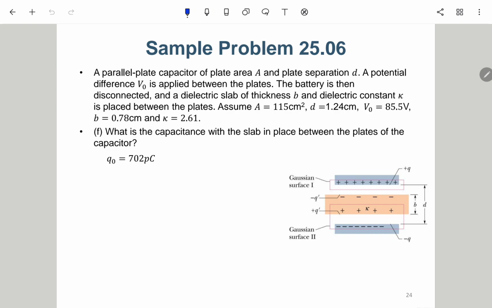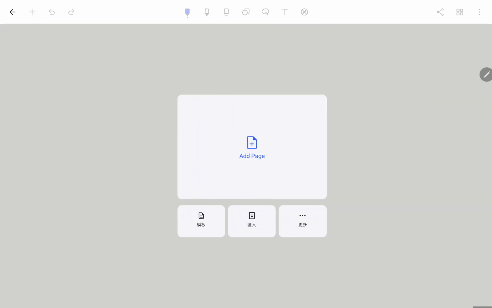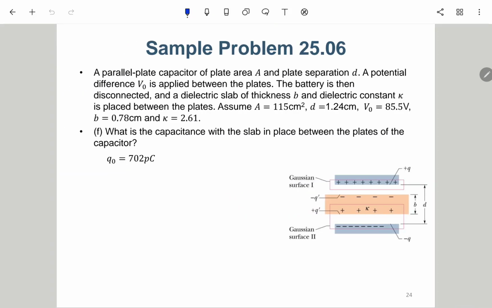So for question F, which is the final question, it asks you, what is the capacitance with the slab in place between the plates of the capacitor? Originally C0 is 8.21 picofarad. We also expect the capacitance will increase.